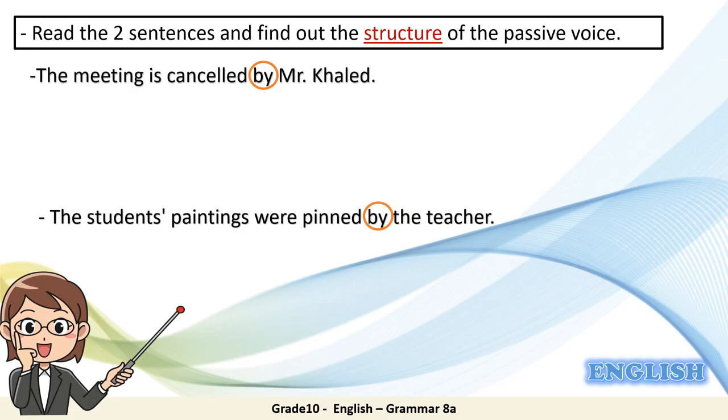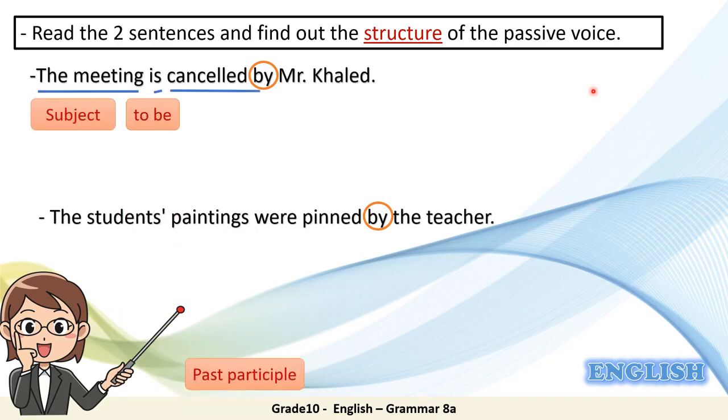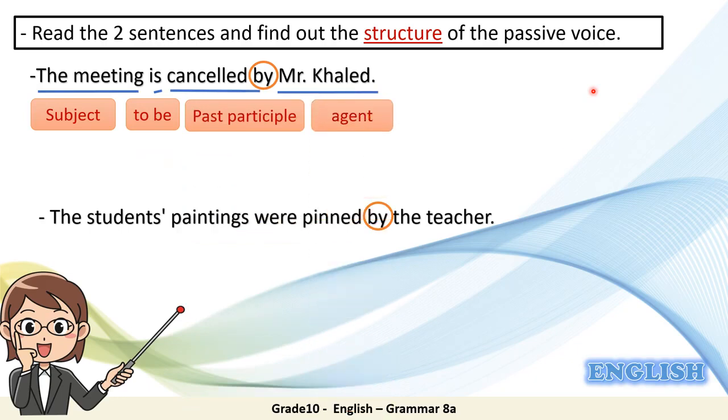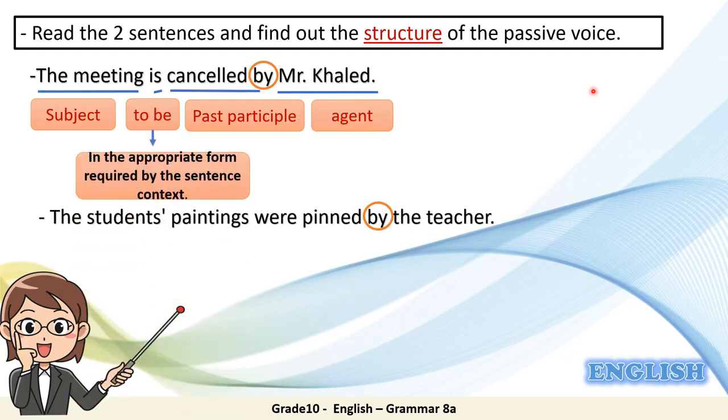Together, let's figure out the structure of the passive voice after reading these 2 sentences. The first sentence. The meeting is cancelled by Mr. Khalid. The meeting is the subject. Very good. Plus verb to be plus cancelled, which is past participle, and Mr. Khalid is the agent. Very good. What do you notice? Verb to be is made here in which tense? Excellent. Verb to be should be in the appropriate form required by the sentence context.